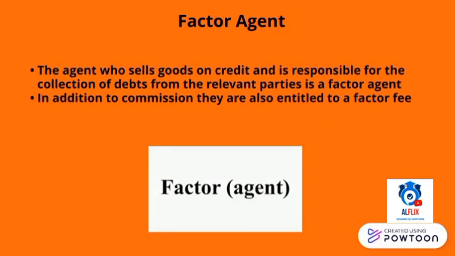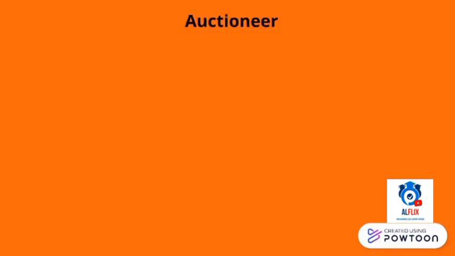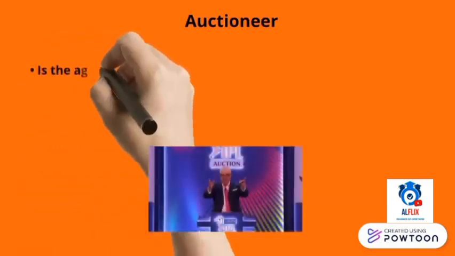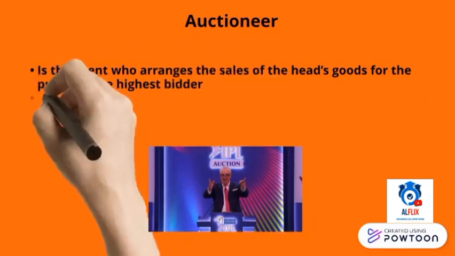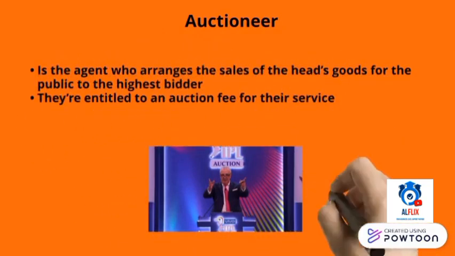Factor agent, the agent who sells goods on credit and is responsible for the collection of debts from the relevant parties, is a factor agent. In addition to a commission, they are also entitled to a factor fee. Auctioneer is the agent who arranges the sales of the head's goods for the public to the highest bidder. They are entitled to an auction fee for their service.